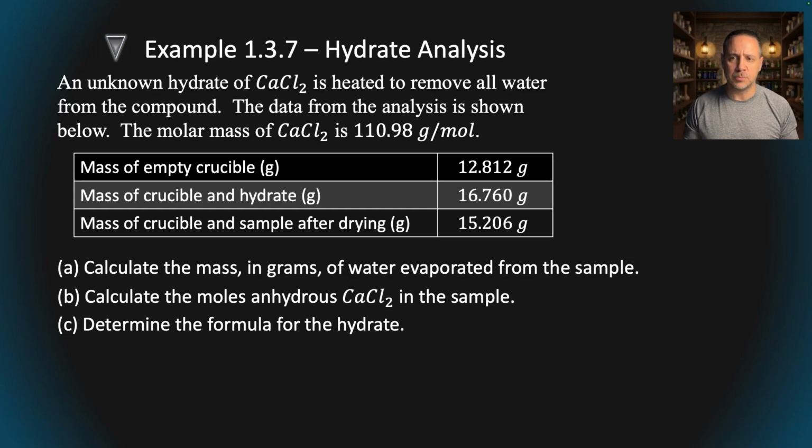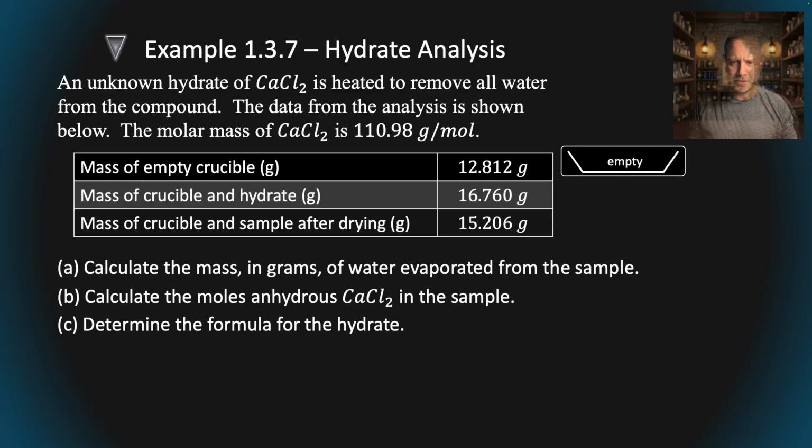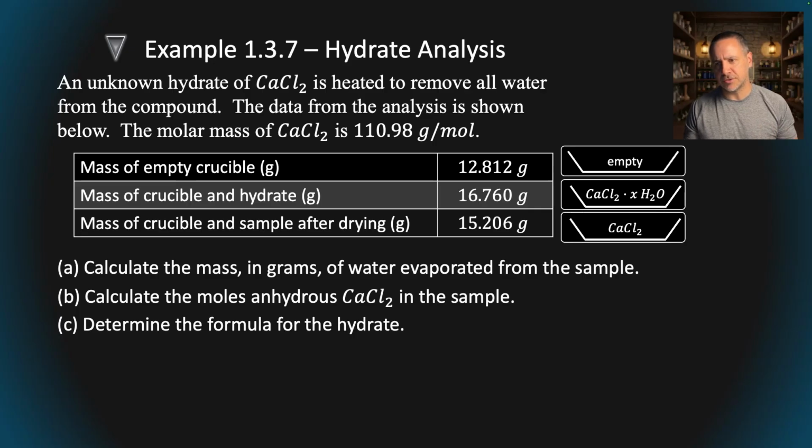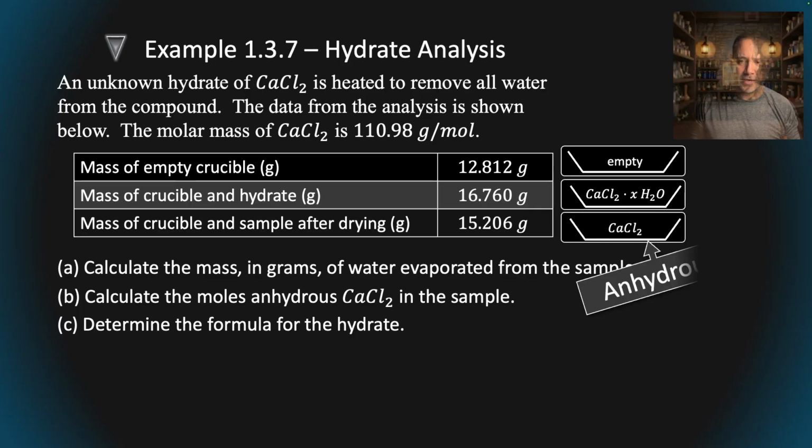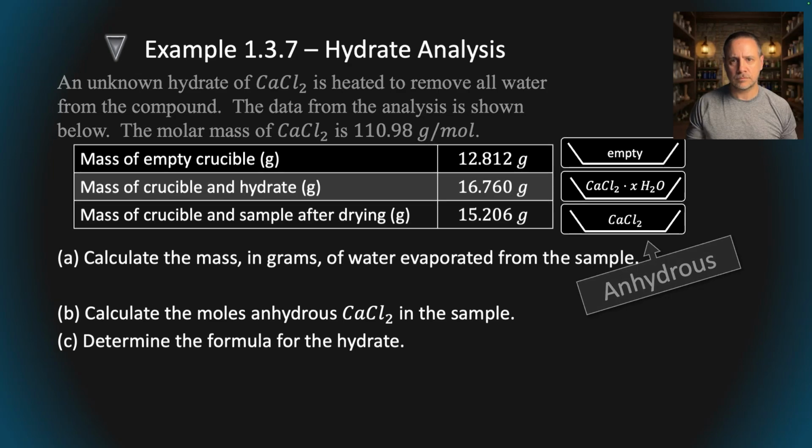I'm going to start by drawing some pictures so I know what the numbers in the table represent. If you haven't done this experiment in class, a crucible is a small porcelain dish used to heat things. In this case, evaporate water from the hydrate. It's just a container. The first number is the empty container. The second is the container and the hydrate, which includes the salt and the water. I'm just putting an X in front of the H2O for now because I don't know what number goes there. And the third number is the sample once the water is removed, leaving just the CaCl2 in the crucible. This is also referred to as the anhydrous compound, meaning without water.